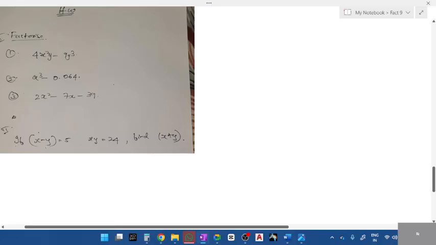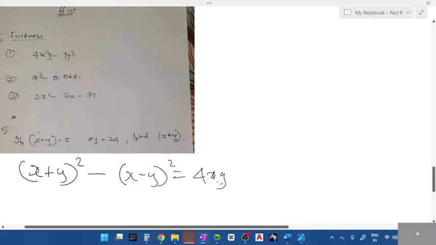See, what's the value given here, students? x minus y is given or x plus y value is given? Which one? x minus y is given, right? Even if x minus y is given, the formula you should write like this: x plus y the whole square minus x minus y the whole square is equal to 4xy. Don't put minus in the beginning.